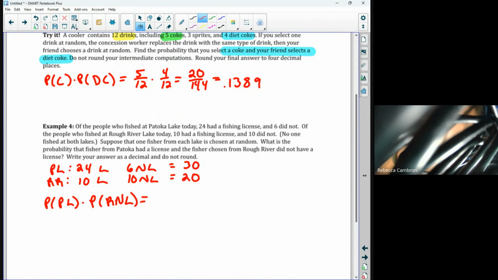So Patoka license was 24 out of 30. The people from Rough River with no license are 10 out of 20, which is 240 over 600, which reduces to, or doesn't really reduce, when I divide, it's equivalent to 0.4. So 40% of the people were at Patoka with a license and at Rough River without a license.